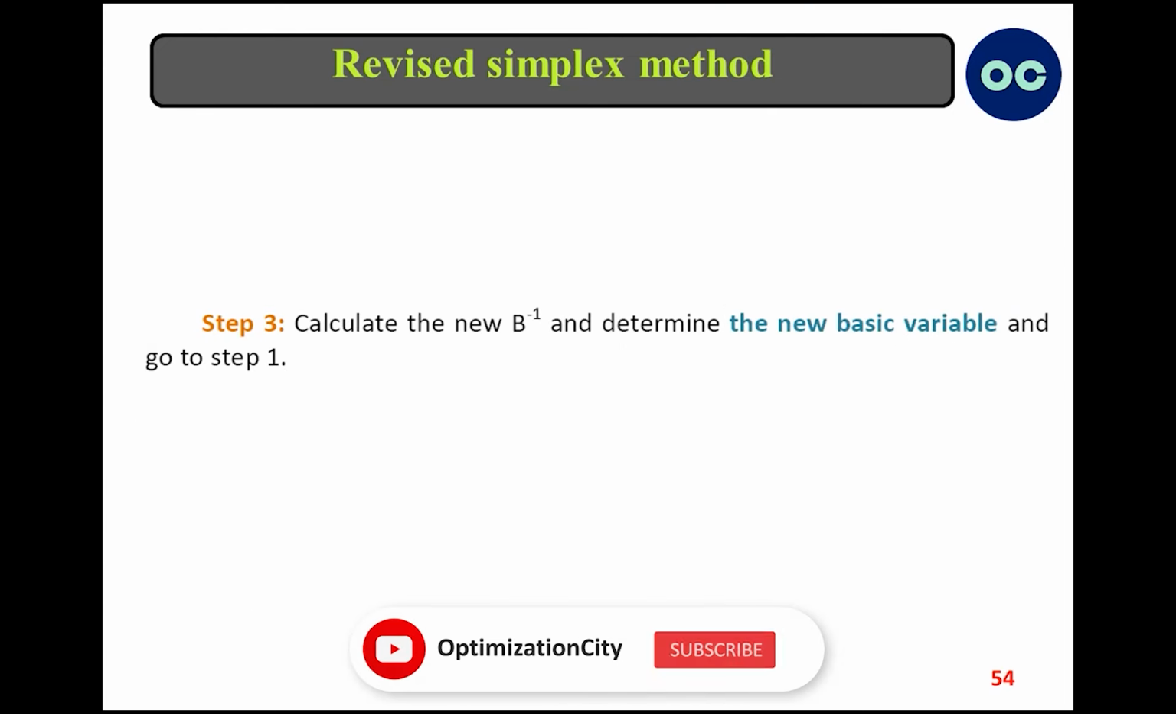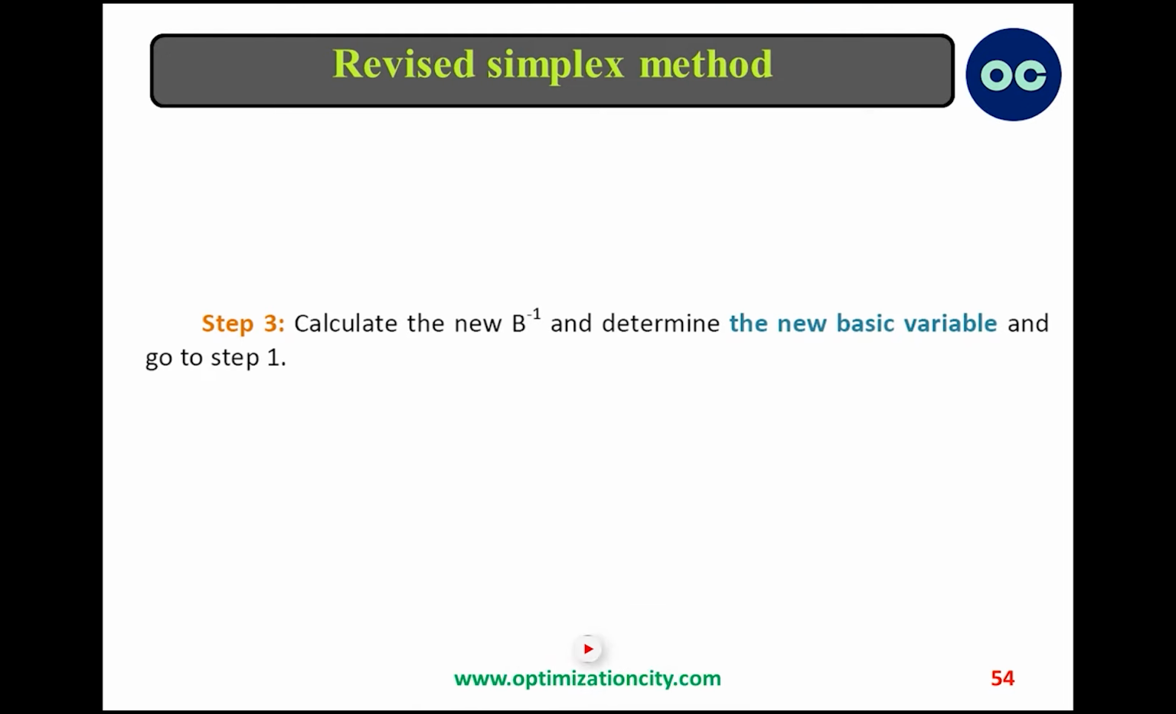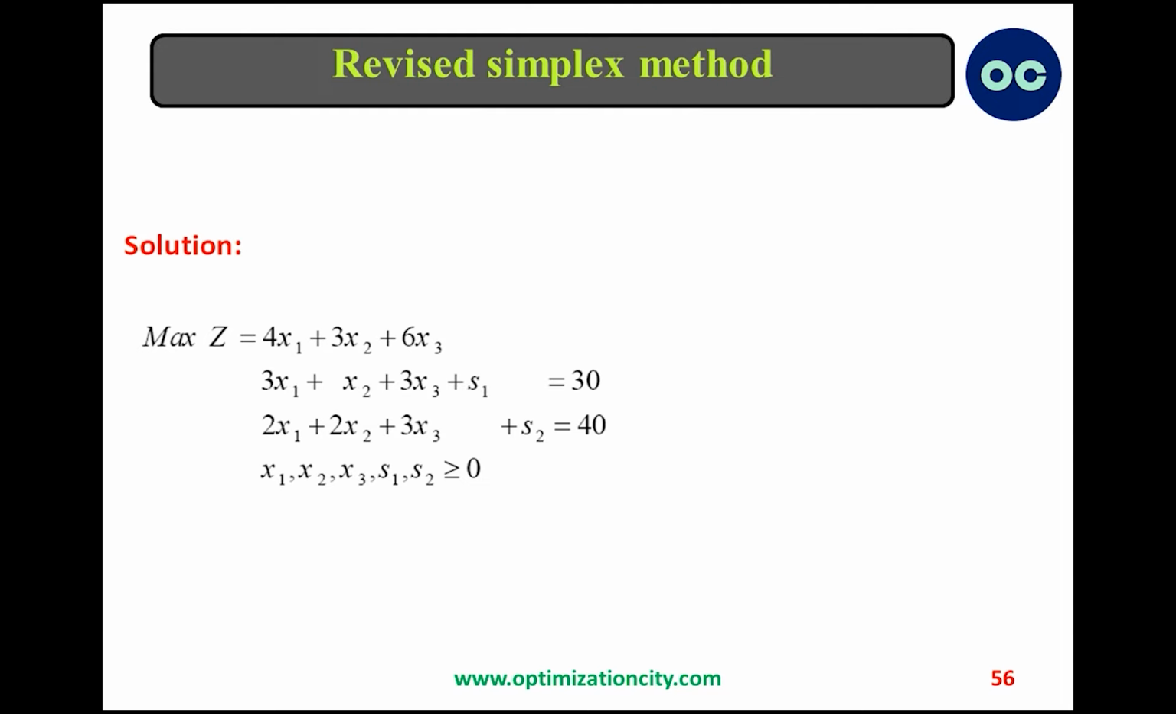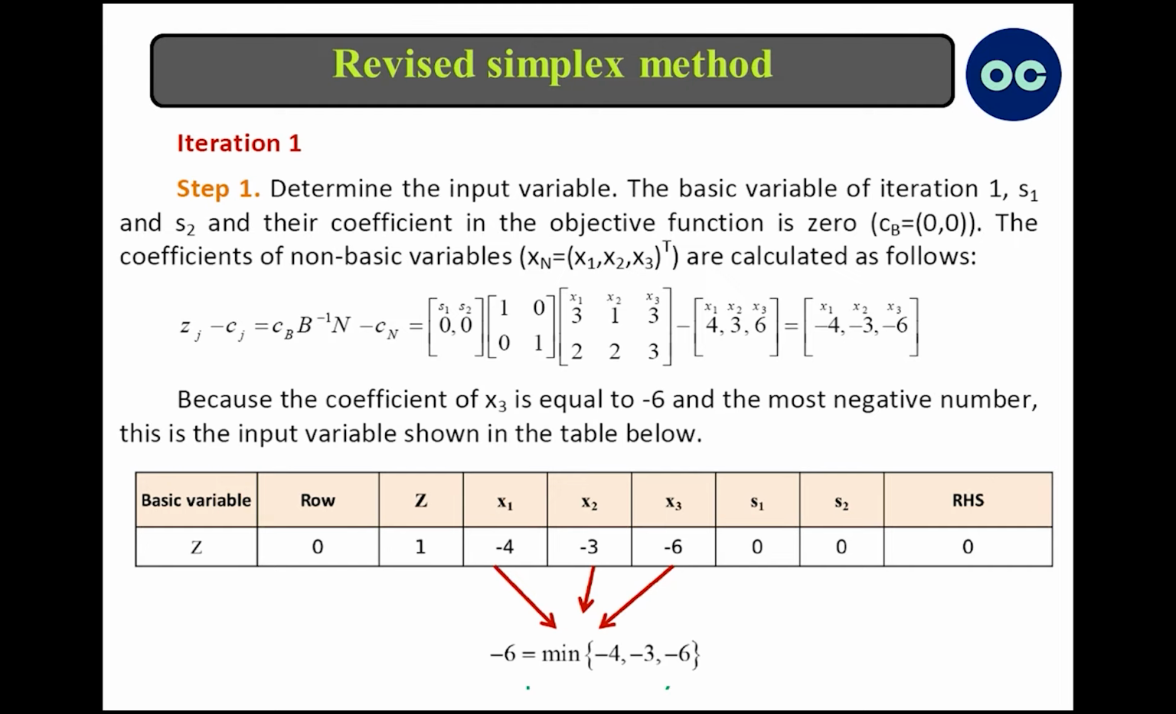Step 3 of the revised simplex algorithm involves calculating the new B inverse for the new basic variables. Once done, we return to step 1 and pursue the algorithm again. Let's consider the following example and use the revised simplex algorithm to obtain the optimal solution. We have three decision variables and two less-than-or-equal constraints. So we add the two slack variables as follows, and we start the revised simplex.